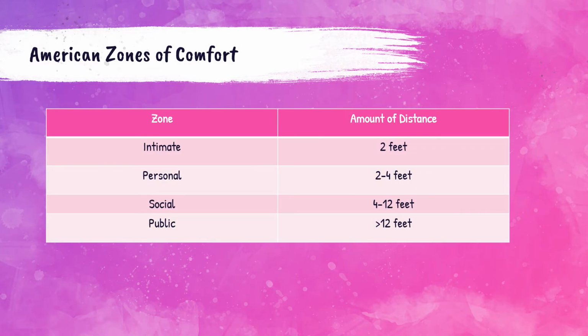On the last slide, I mentioned something called the zone of comfort. This means the amount of distance between the patient and the phlebotomist that makes the patient feel comfortable. Based on culture, zones of comfort distance vary. So for American culture, the amount of distance for an intimate zone of comfort is 2 feet. For a personal zone of comfort, 2 to 4 feet. For social zones of comfort, 4 to 12 feet. And for public zones of comfort, greater than 12 feet.